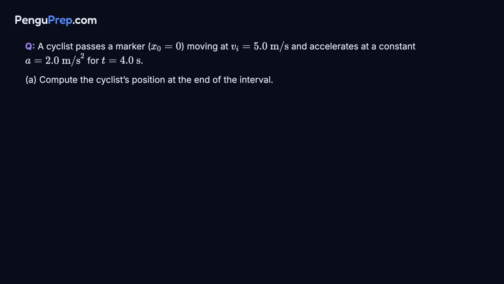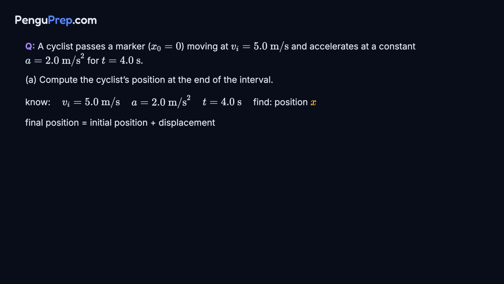Let's apply the strategy now. First, we write all the variables we know. We know the initial velocity, the acceleration, and the time. And we're looking for the position. We already know the initial position, and the final position is equal to the initial position plus the displacement. So the final position is technically the displacement. So the unknown variable we can say is the displacement.